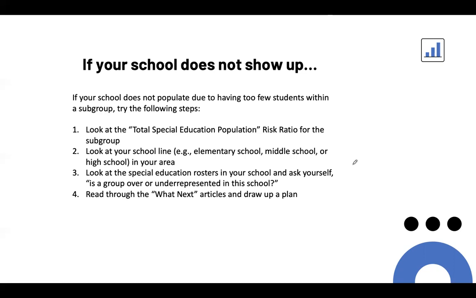You might also want to look at special education rosters in your school and just ask yourself and your staff, hey, what groups seem to be overrepresented or underrepresented? It would also still be beneficial for you to read through the What Next articles and draw up a plan. How are you intentionally trying to provide appropriate and equitable special education services for all students at your school?